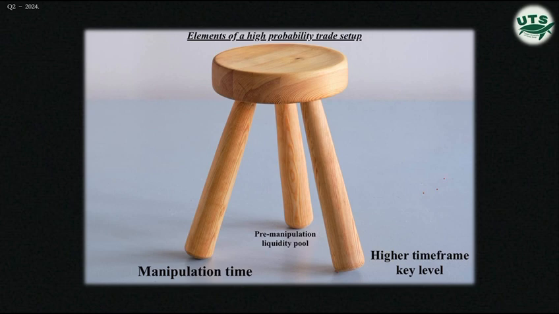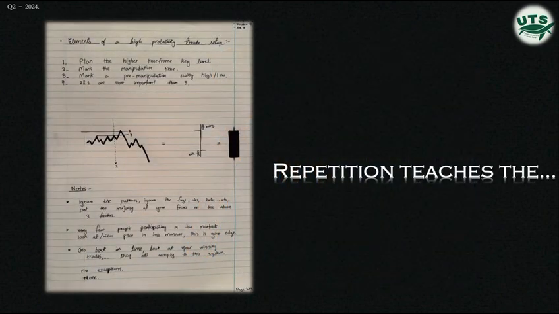This is another concept which I made public, which I never intended to. The elements of a high probability trade setup: a higher time frame key level, manipulation time, and pre-manipulation liquidity pool. And it's the smallest for a reason, right? It's least important. Here's a picture I repeat, and I try to repeat this as many times as possible without causing it to be annoying.